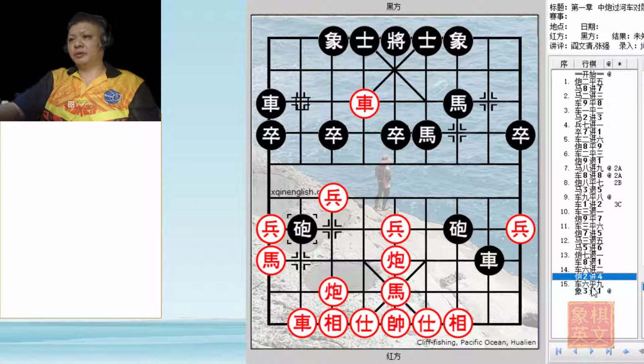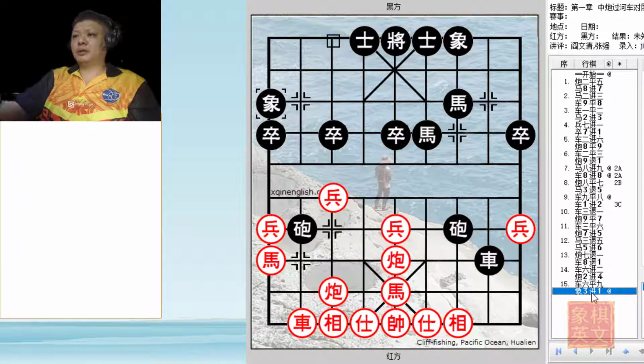Offering a trade of chariots. The cannons are still linked. And after training material, red's position is congested. The horses are ready to go. There's a lot of pressure on this flank, and black is more than able to contend.